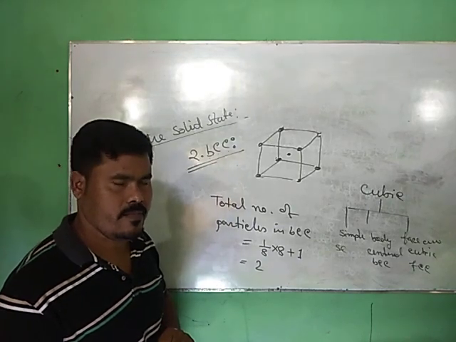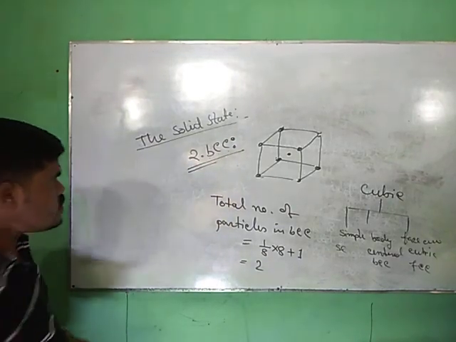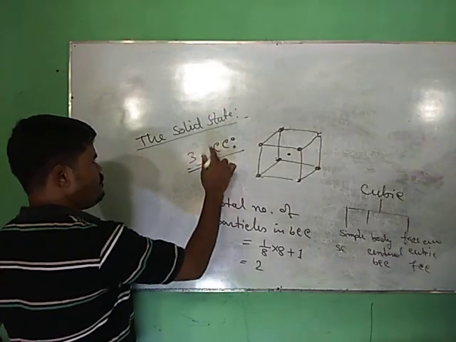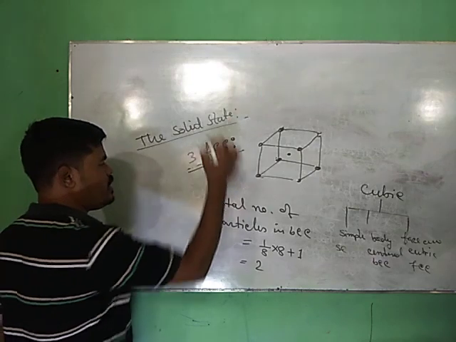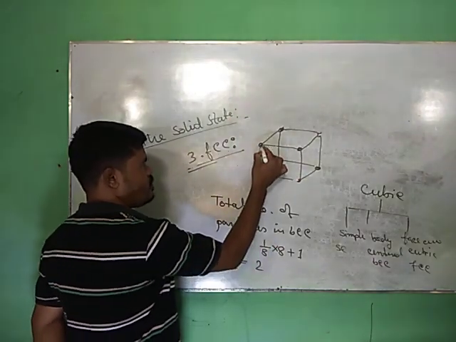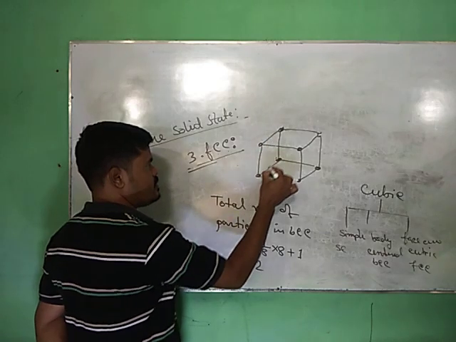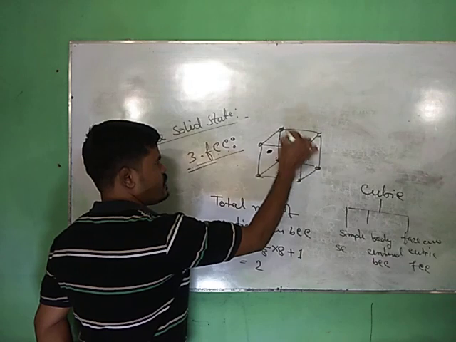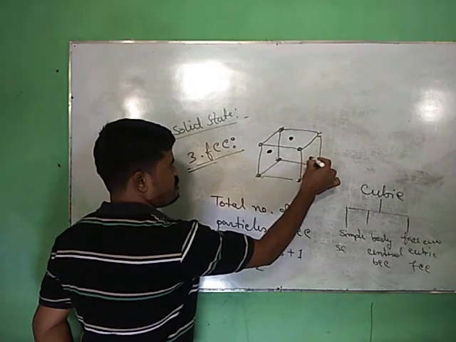Next, we can also calculate the number of particles in FCC, the face centered cubic unit cell. What is this? First, I am considering this face. Okay, the center of this face. Next, this, next, this.